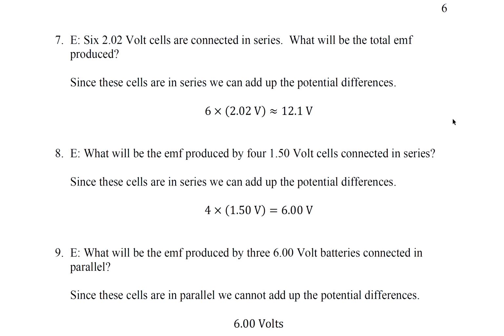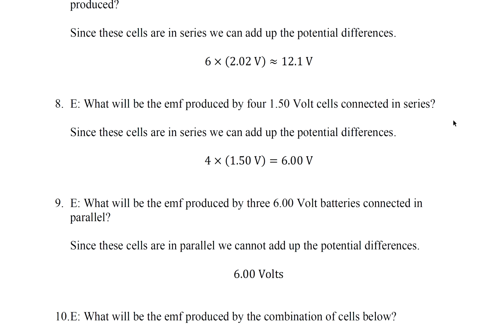Question 7. 6 2.2-volt cells are connected in series. What will be the total EMF produced? Well, we could just add up their potential differences. Question 8. What will be the EMF produced by 4 1.5-volt cells connected in series? Well, they're in series, so we can add up the potential differences.